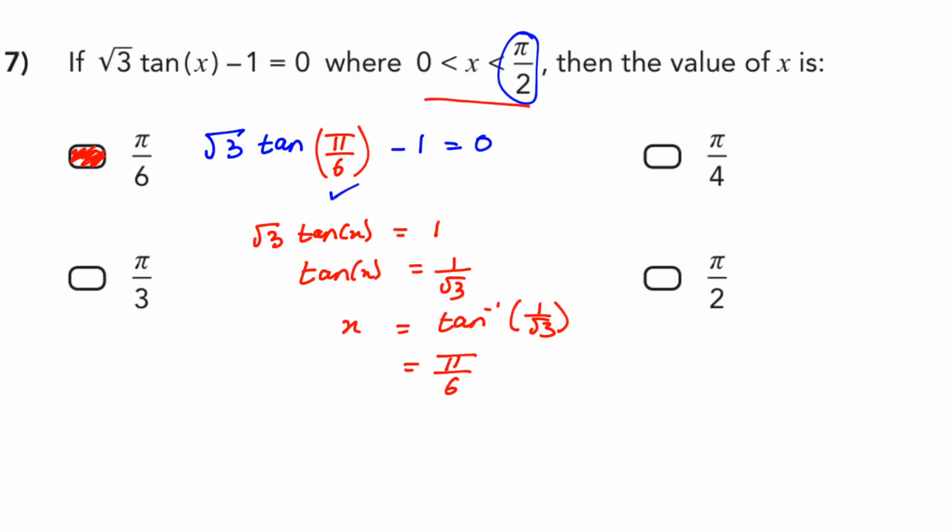Because it's in the first quadrant, pi over 2 means 90. It's in the first quadrant. We have only one answer here.